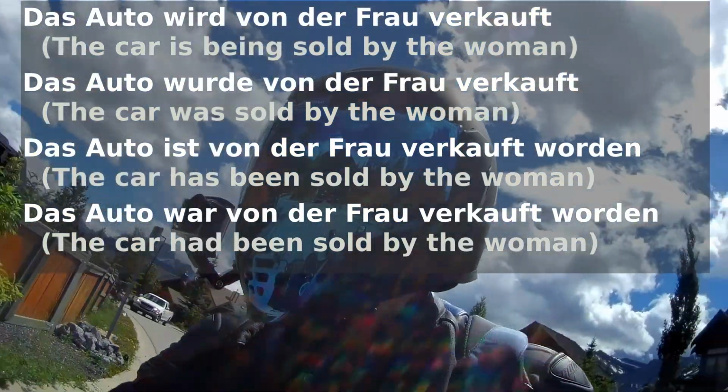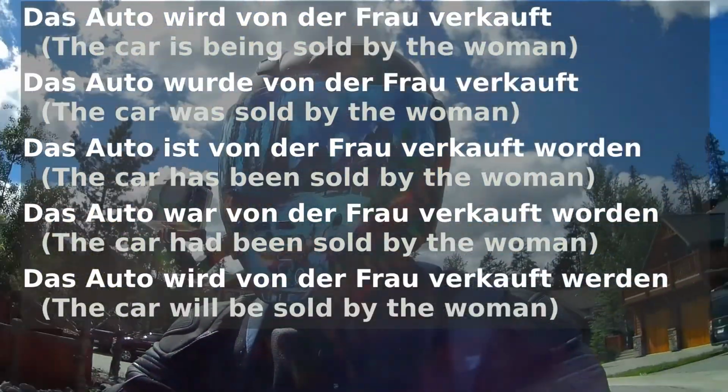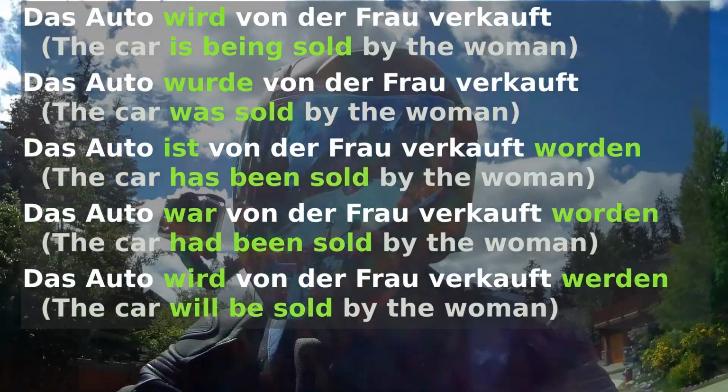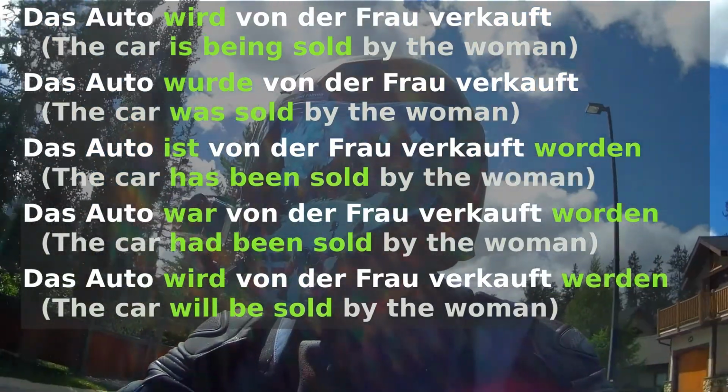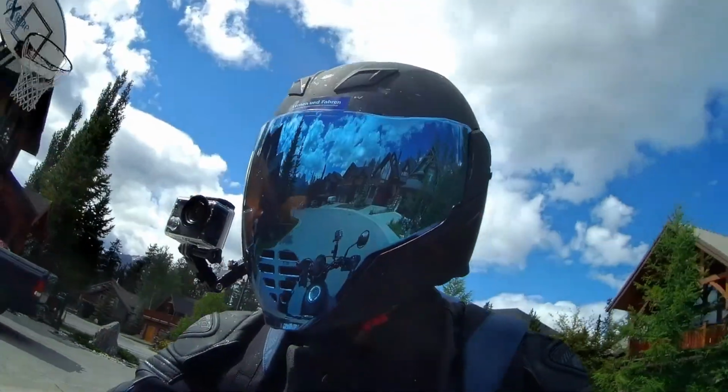The car will be sold by the woman. Future tense. Das Auto wird von der Frau verkauft werden. Notice how every one of those examples uses werden, and notice how werden changes conjugation to show tense, to show when in time something is happening.